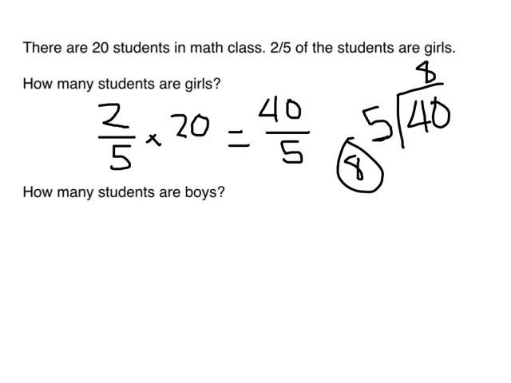If I know that there are 20 students in the class and that 8 of those students are girls, what could I do to find the number of boys in the class? I can subtract to see how many students are left over. 20 minus 8. What's 20 minus 8? 20 minus 8 is 12.